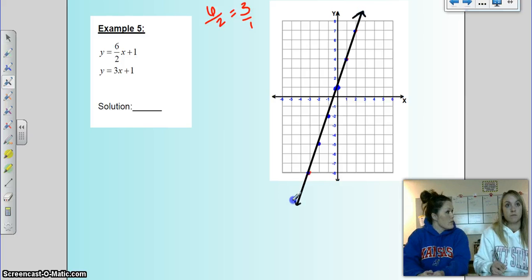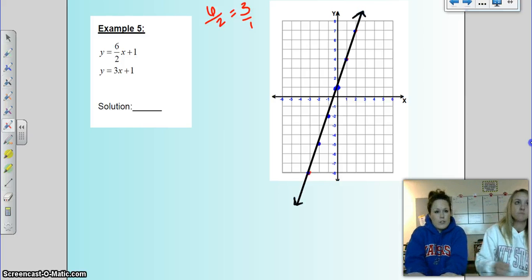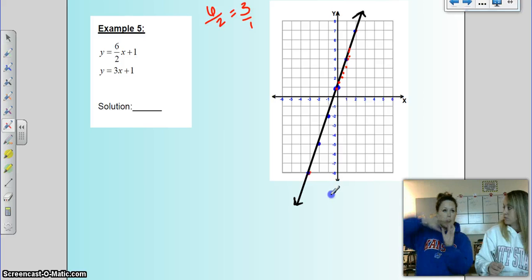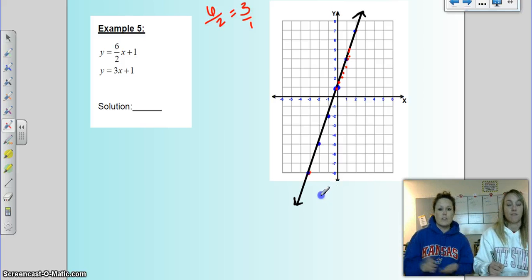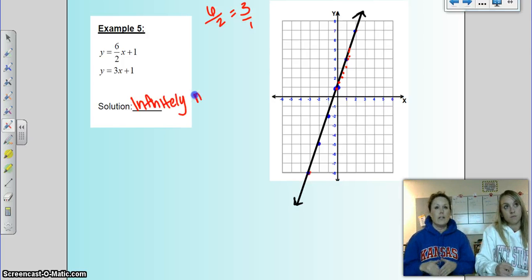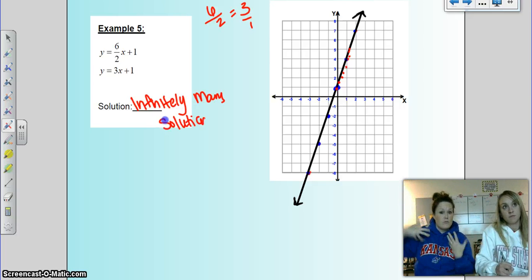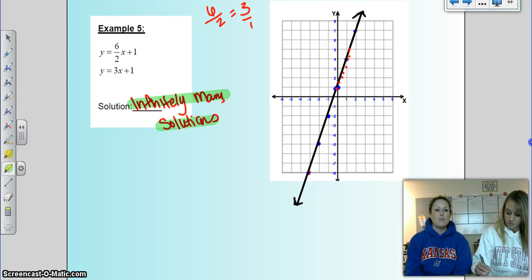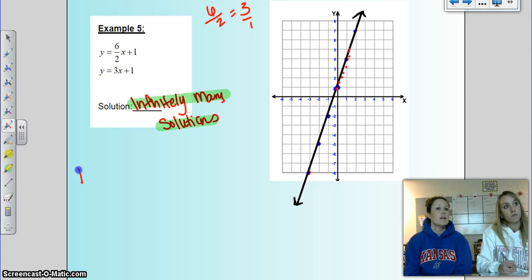Those arrows tell me that it goes on forever and ever. So how many solutions are there? Well, I see a solution here and here and here and here. Everywhere, those lines are intersecting everywhere because they're the same darn line. So we would write infinitely many solutions. Not just many solutions, infinitely many, because those lines go on forever. To infinity and beyond. Buzz Lightyear will meet you there. So infinitely many solutions, same line, infinitely many.